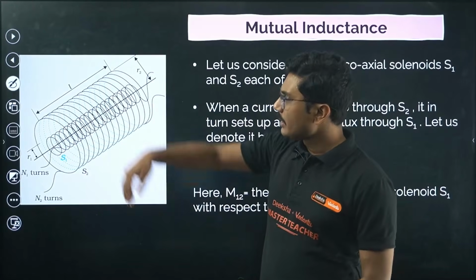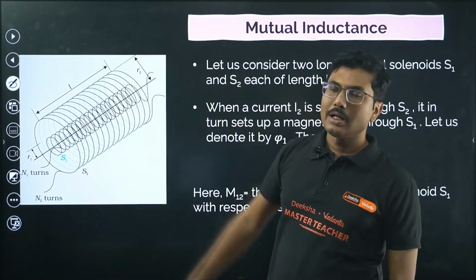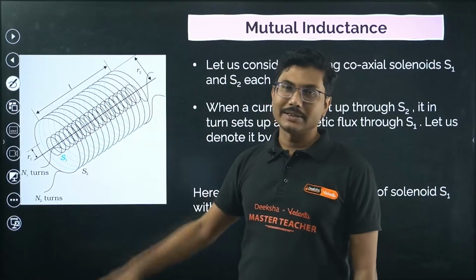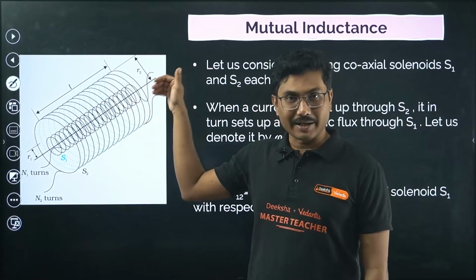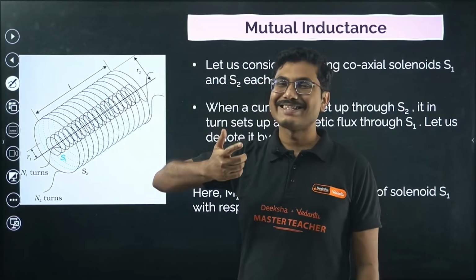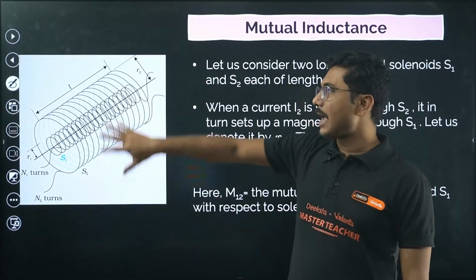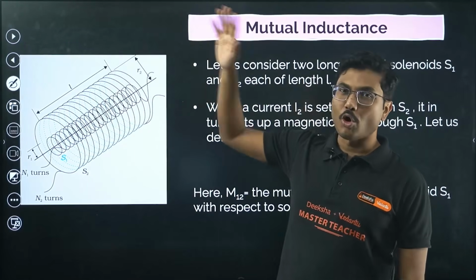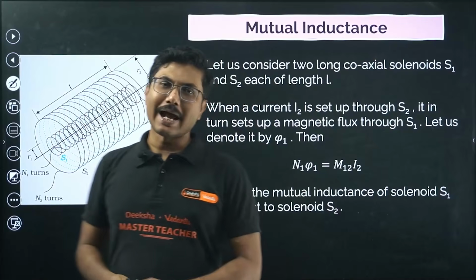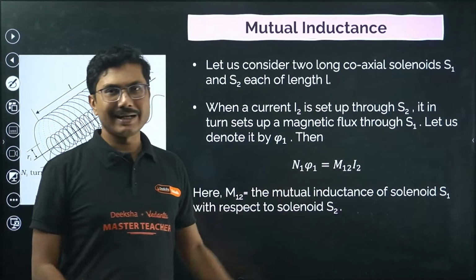So when you are changing current in one coil, there is a change in flux in the other coil. You are changing the current, so magnetic flux changes. Magnetic flux changing means it induces a current, and the relationship between the two coils is actually fixed, and that is called mutual inductance.